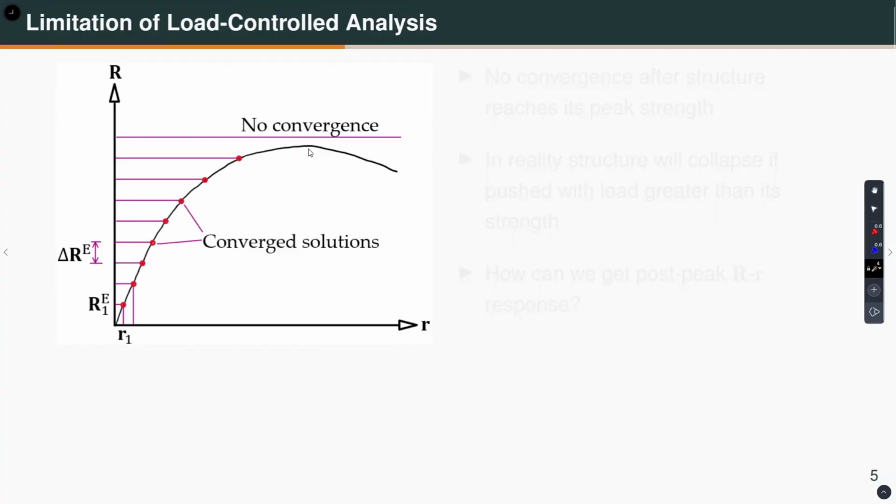Okay? So, the point I am trying to make, so there will be sudden collapse. Just like in a numerical setting or a computer analysis, there won't be any convergence. In reality also, if you do a load control analysis, after this point, you will not get this behavior. Okay? So, that is the limitation of a load control analysis, right?